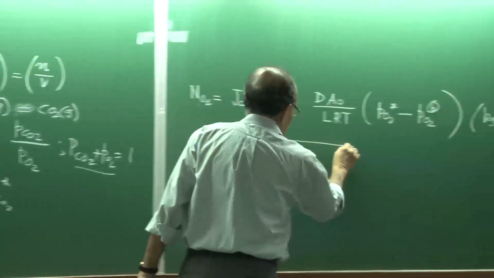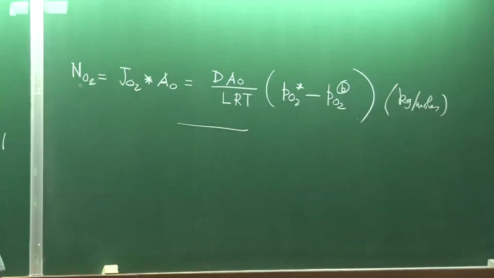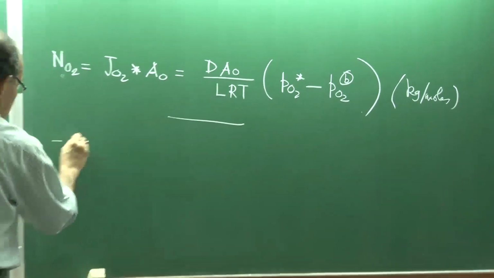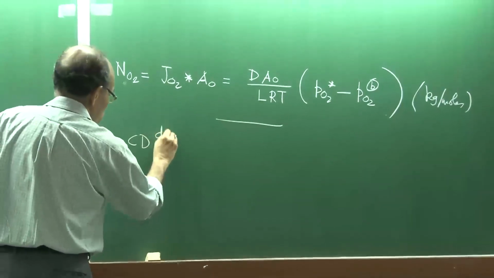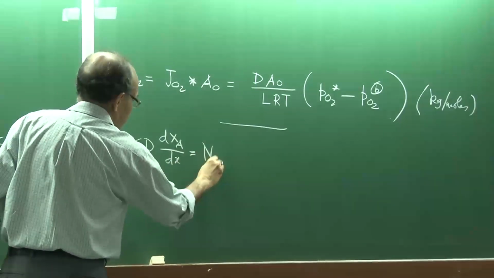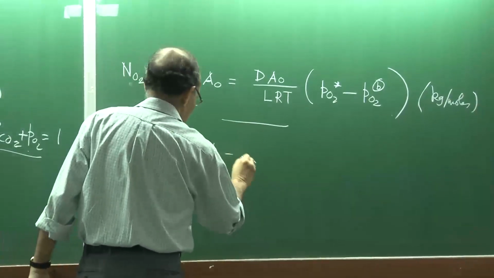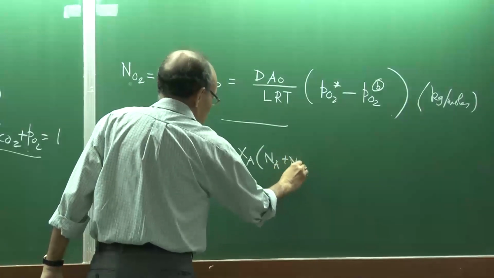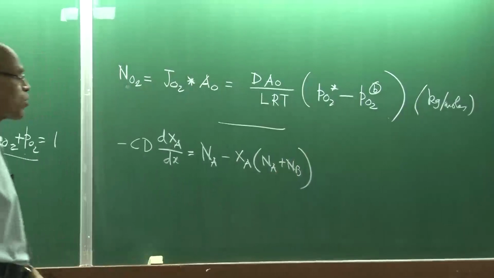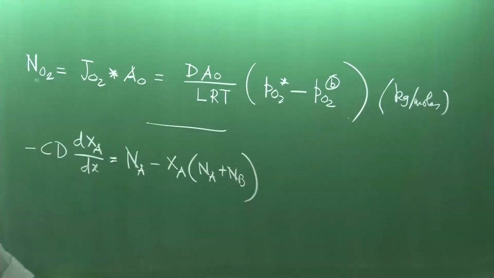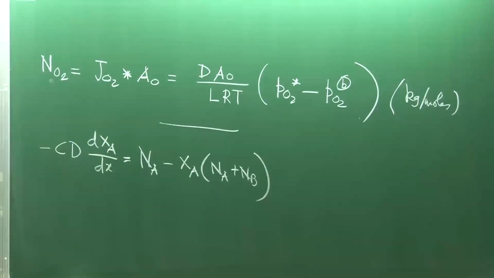So this is an application of the generalized diffusion equation, which I indicated yesterday: the diffusion flux, C D dX, the mole fraction, is equal to Na minus Xa into Na. I will always write two-component systems, because multi-component systems we are not going to analyze in this particular course.